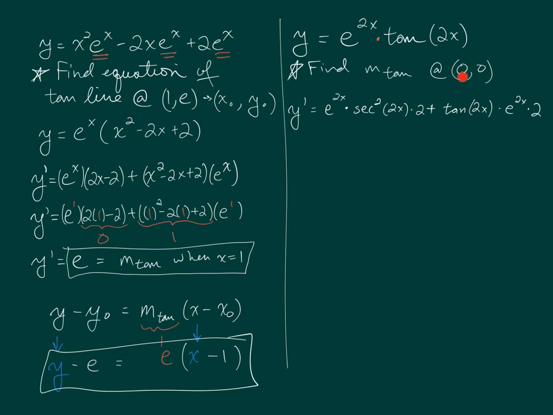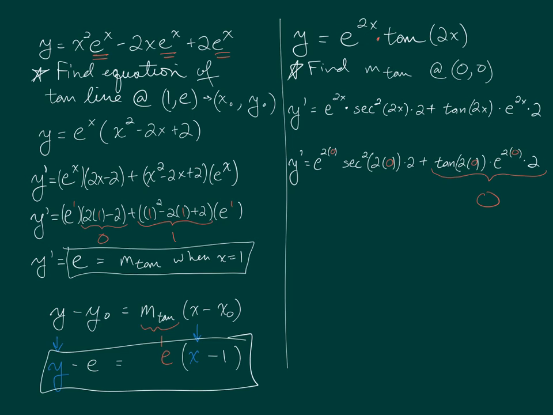0, this x coordinate, in for x everywhere here to get a tangent line slope. So all of the x's have been replaced with 0. And the nice thing about this second term is that the tangent of 2 times 0 is really tangent of 0. And tangent of 0 is 0. So this whole second term turns into 0.